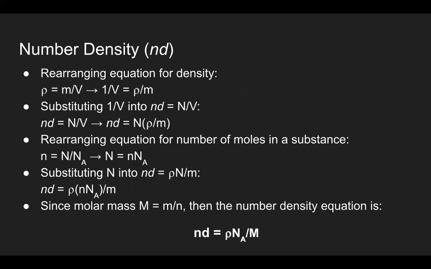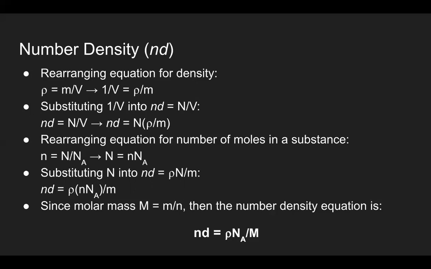Returning to the concept of number density, we can use some equations we have just learned to manipulate it into a new equation. Remember, density rho is equal to mass divided by volume. If we divide by mass on both sides, we get 1 over V is equal to rho over m. Therefore, we can substitute 1 over V into the number density equation.